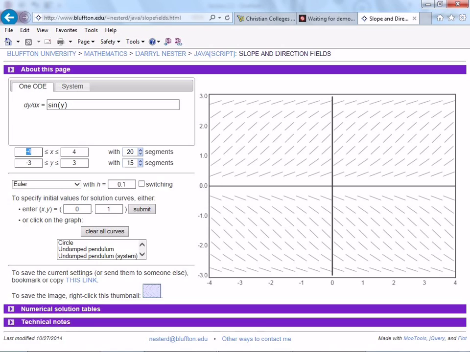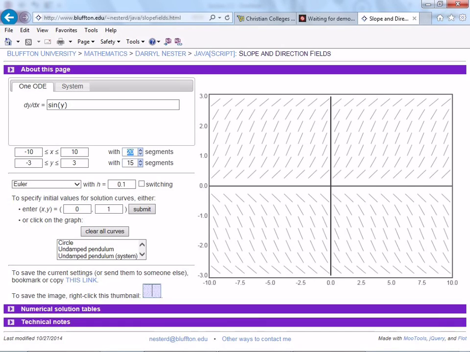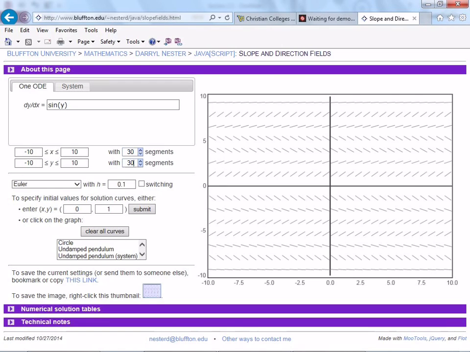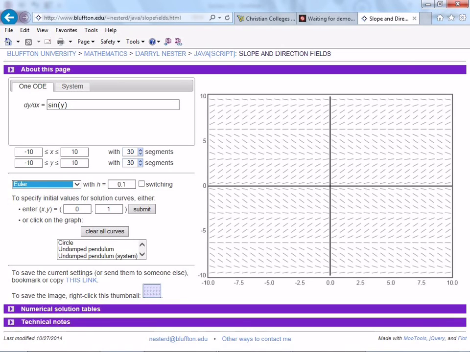Let's say we move our x's to go from -10 to +10. And let's do 30 segments horizontally. And let's go -10 to +10 with 30 segments vertically. What I like about this, different than the Wolfram, obviously, is I can type in the equation up here, but I can also click anywhere on the graph, and it will draw the approximated solution through the direction field based on the point that I chose.